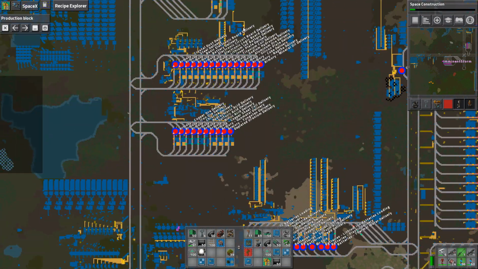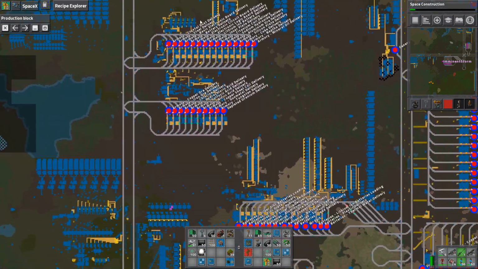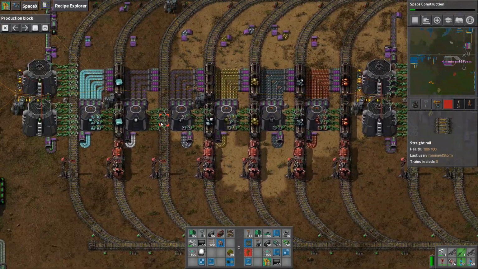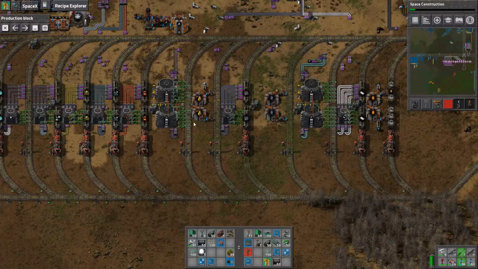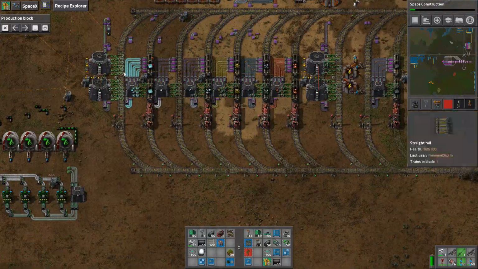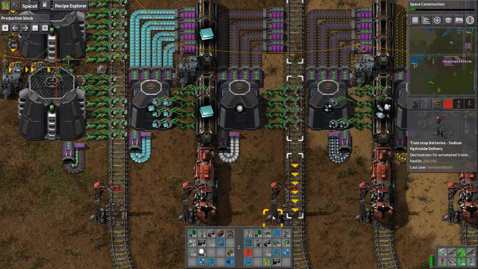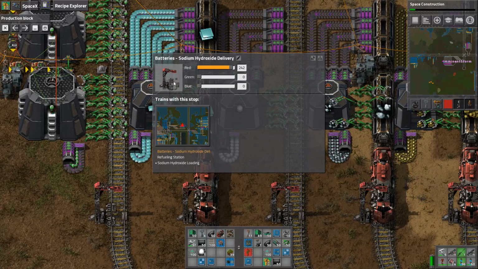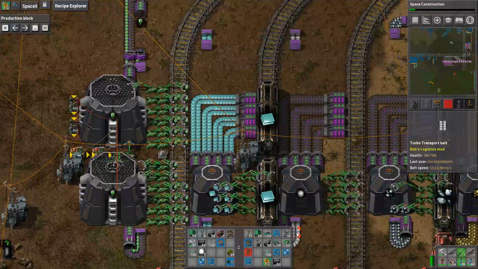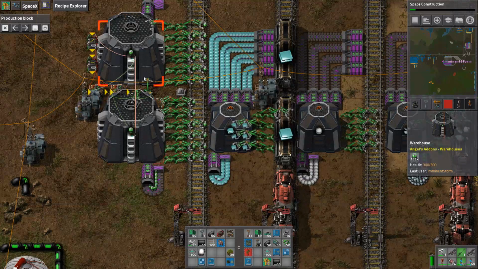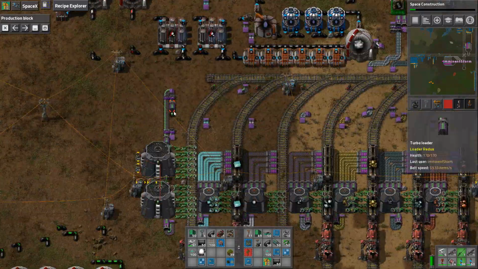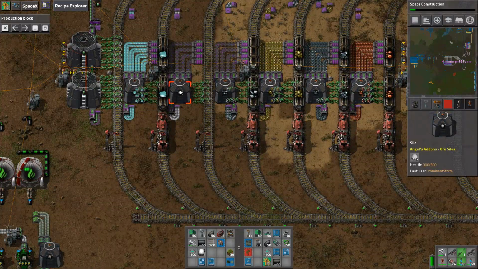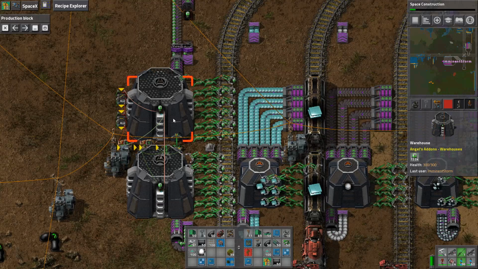Do I have more than one train feeding those silver zinc batteries? It doesn't look like it. Yeah, once we put that under load, that is not going to suffice, because it took a very long time to fill these things up. So I'm going to need another sodium hydroxide source, specifically for the silver zinc.